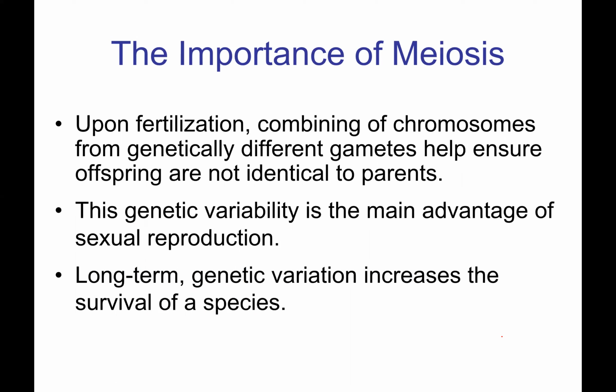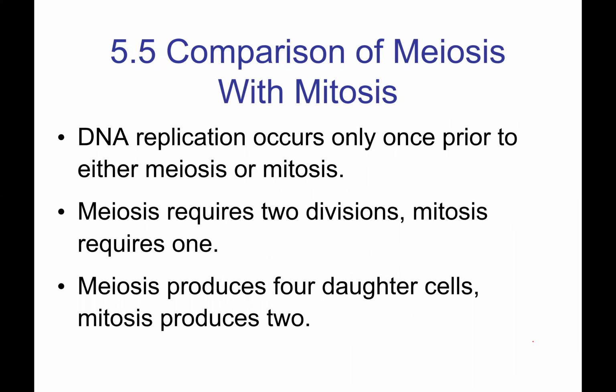If every single organism in a species looked the same, and something were to happen where one gene or trait would not be beneficial, then the whole species could go down. So genetic variation is helpful for a species to survive for a long period of time.